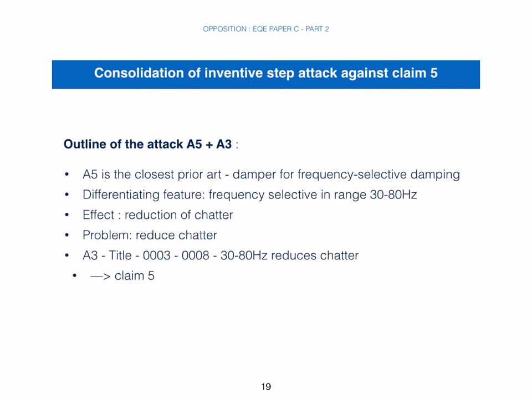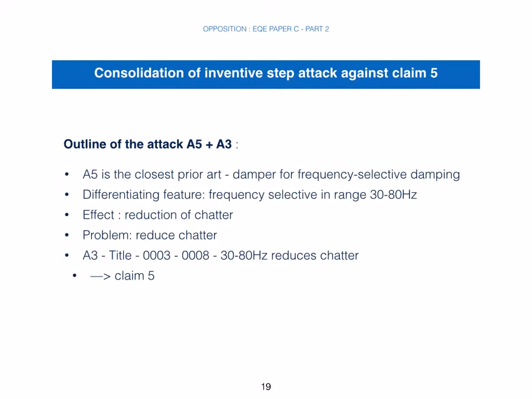Here is the outline of attack A5 plus A3 against claim 5. A5 is the closest prior art damper for frequency selecting damping. The differentiating feature is frequency selective in the range 30 to 80 Hertz. The effect of this differentiating feature is the reduction of chatter, and the problem is to reduce chatter. The secondary document A3, title, paragraph 3 and paragraph 8 says that 30 to 80 Hertz reduces chatter, so we get to the full subject matter of claim 5 by the combination, so this attack stands up.